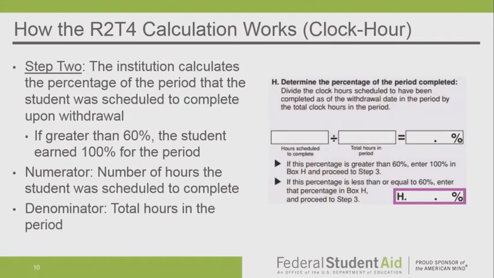On the clock hour side, it's very similar, except when you're determining the amount a student earned, you're looking at hours scheduled to complete over the total hours in the period. And the same thing applies: if it's greater than 60%, the student earns 100% for the period. The numerator is the scheduled hours as of the withdrawal date. The denominator is the total hours of the period.